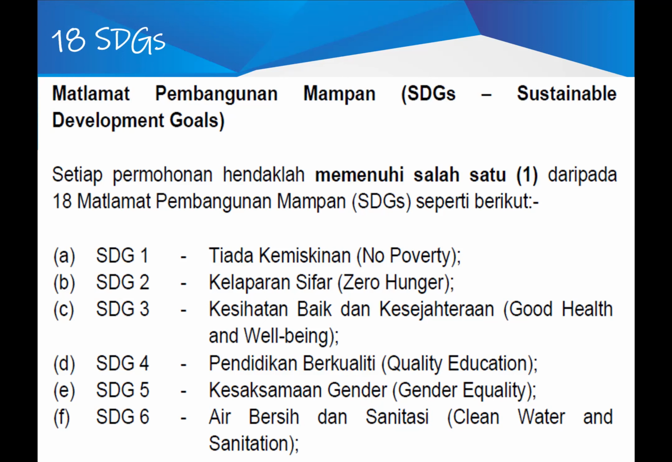So I hope from your research background, you can write at least one sentence to show that your topic is under SDG, which number? This is really important. So, you are actually SDG number one, no poverty. Your topic is SDG number two, zero hunger. Number three, good health and well-being. Number four, quality education. You are SDG number five, gender equality.